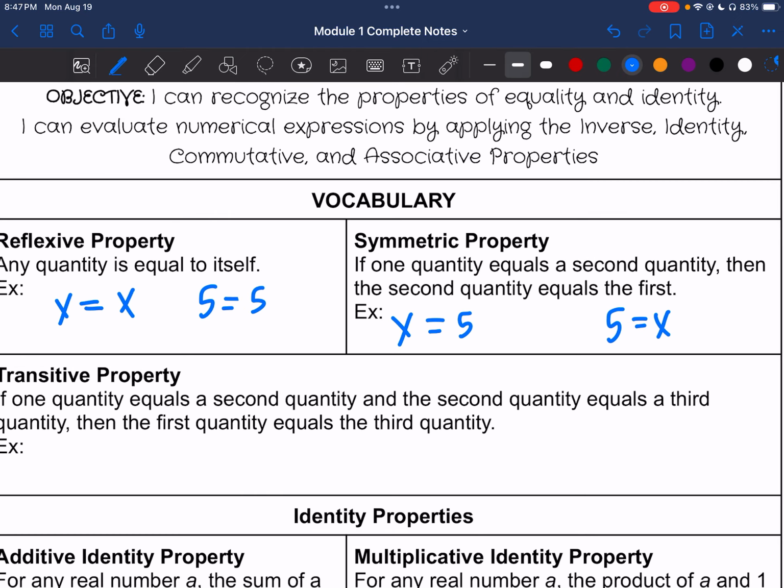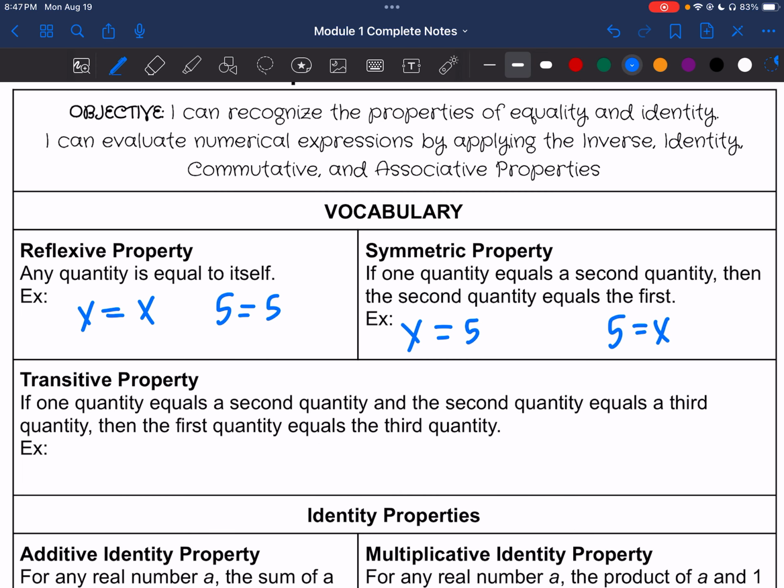Our next definition is the transitive property. If one quantity equals a second quantity, and the second quantity equals a third quantity, then the first quantity equals the third. So if we have x is equal to y, and y is equal to z, then we know that x must be equal to z. Even though we don't have anything there specifically showing it to us, we know by the transitive property that that must in fact be true.